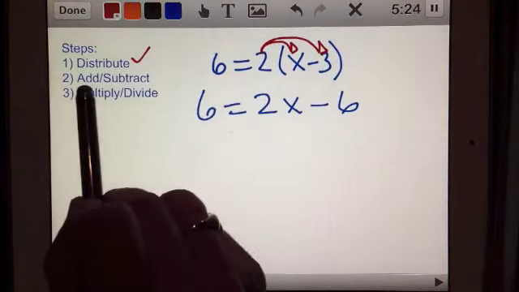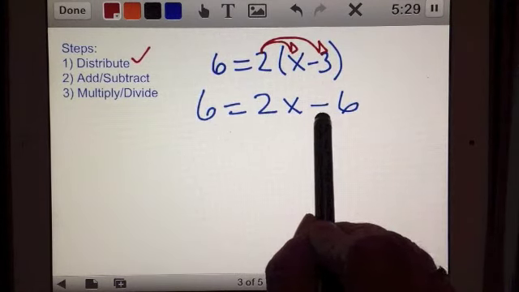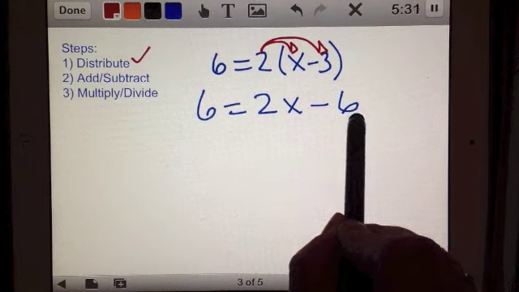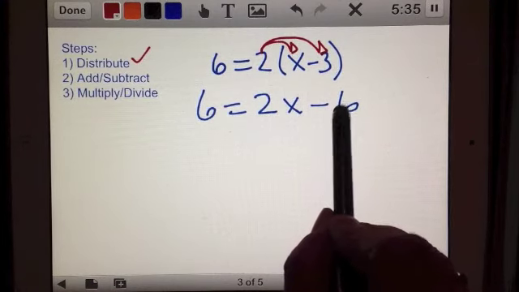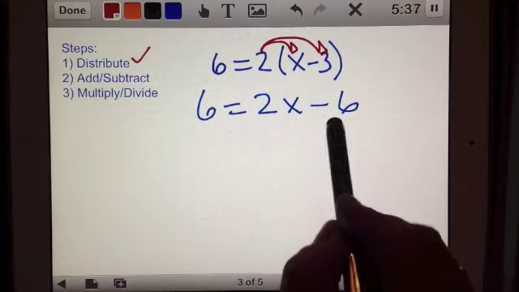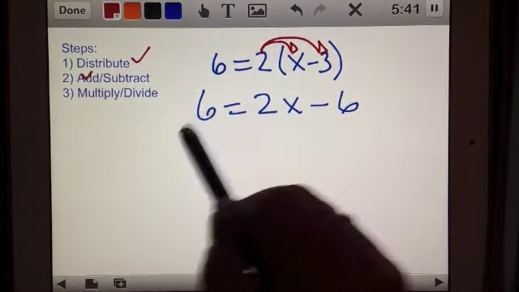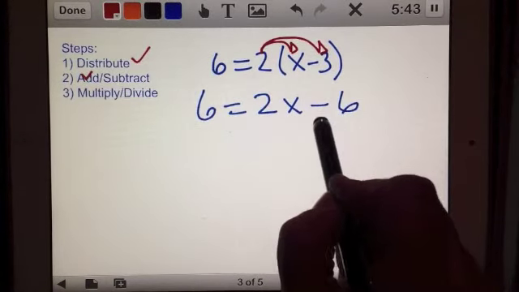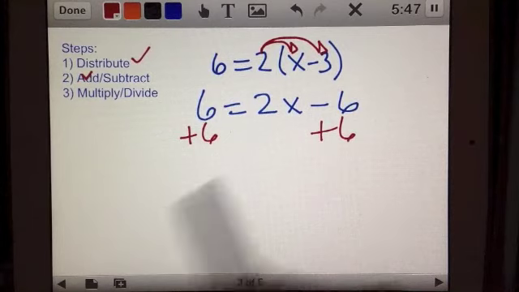Now step 2 is either add or subtract. So right here I have minus 6. That means I have to do the opposite operation to get this to the other side. So I need to add 6. In this case, again, I'm going to be adding to both sides. So I'm going to add 6 on this side, add 6 on this side.